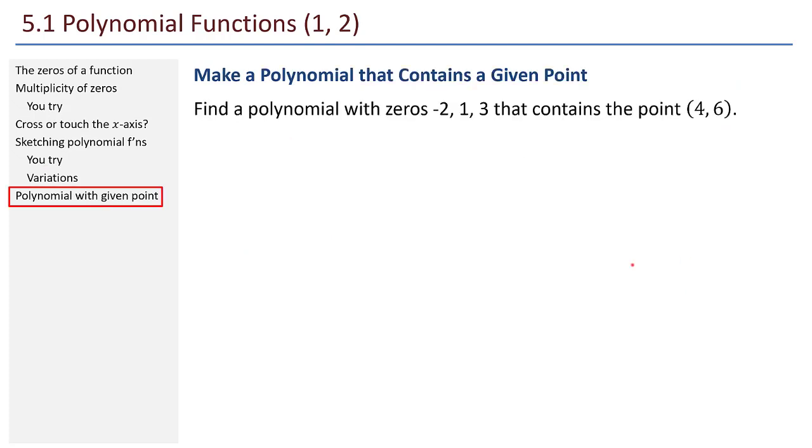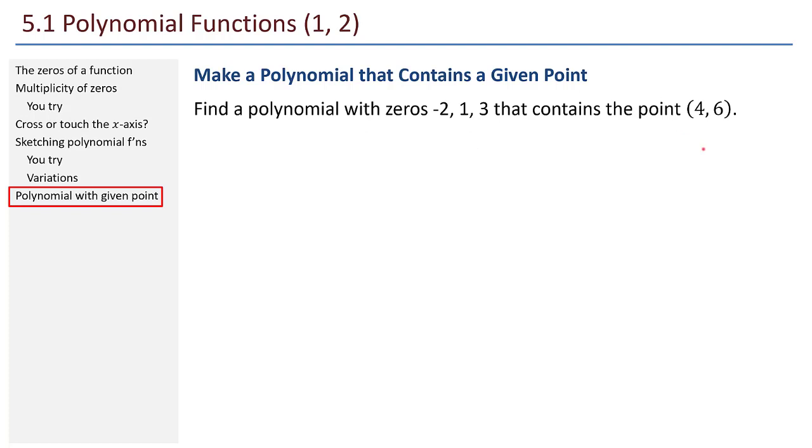Our last topic is to make a polynomial that contains a given point. We are working backwards a little bit. In this case, we are given the zeros, and we're also given one other point on the polynomial. And we have to figure out, can I make the polynomial function with those zeros that goes through that particular point? How would we do that?